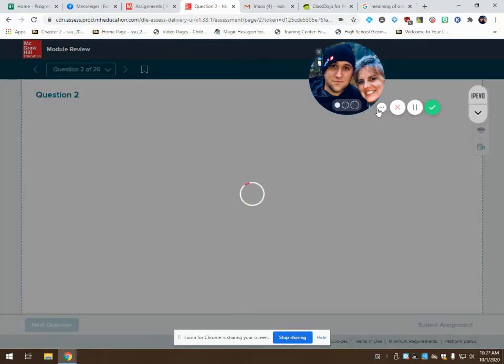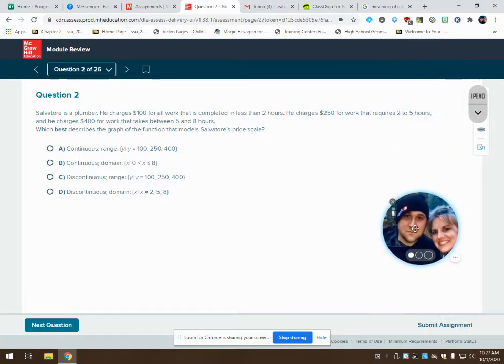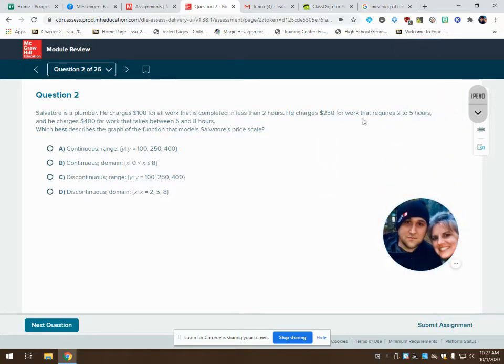Next question. It says Salvatore is a plumber. He charges $100 for all work that's completed in less than 2 hours. He charges $250 for work that requires 2 to 5 hours, and then he charges $400 for work that takes between 5 and 8 hours. Which best describes the graph of the function that models Salvatore's price scale?